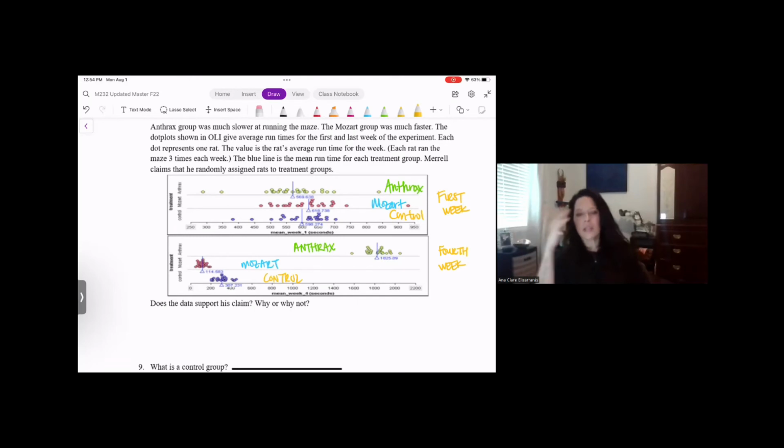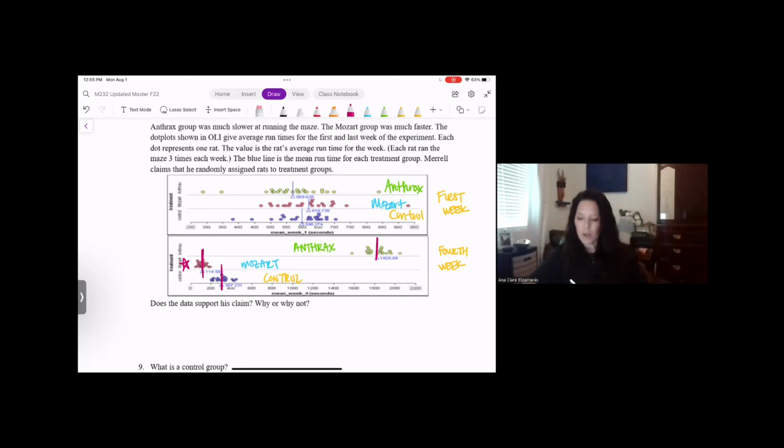And you might look at the second graph and think, well, anthrax did way better because they're way higher. But this is time. That means it took longer. And so the group that took the least amount of time was the Mozart group. And then those blue lines that they have shown, I'll show you here with my little pink, that's the average. So the Mozart group had the smallest average. It took them the smallest amount of time on average to complete the maze, but the anthrax group the most.